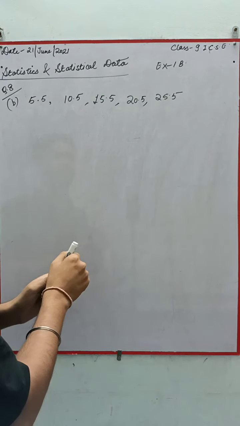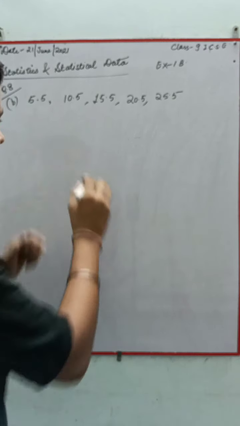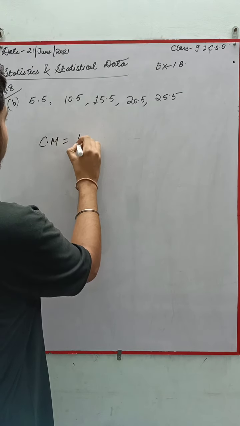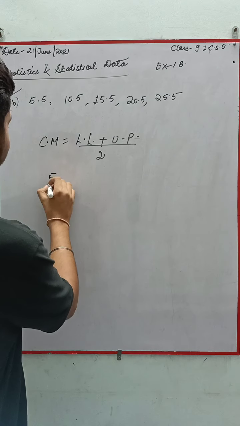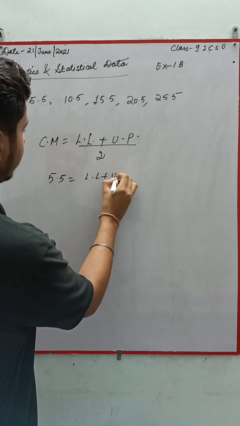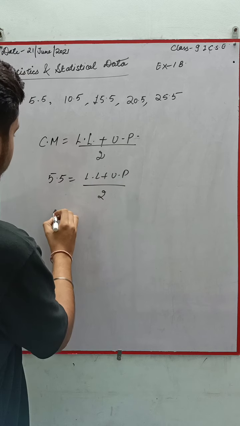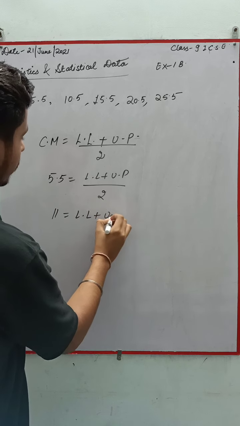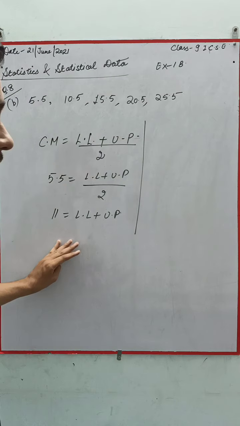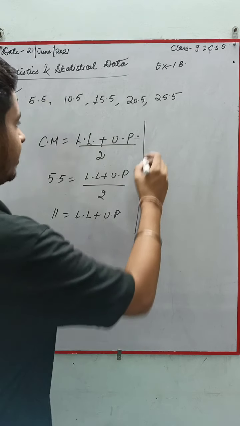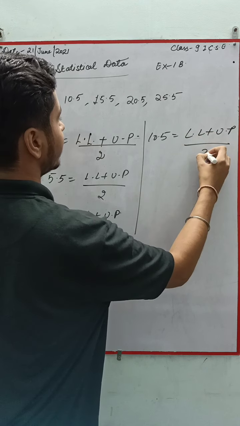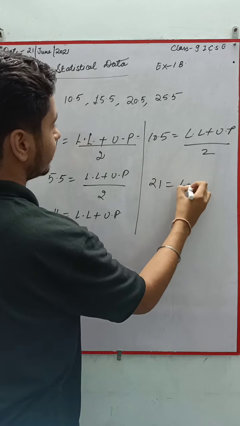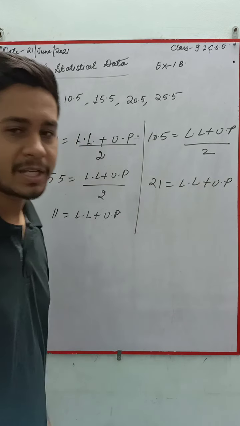We are given 5.5 and 10.5 as the class marks. We know the formula for the class mark: lower limit plus upper limit divided by 2. Putting 5.5 here and taking 2 to the other side, you get 11 as lower limit plus upper limit. Just keep it as it is. For the second one, 10.5, again lower limit plus upper limit divided by 2, so 21 is equal to lower limit plus upper limit.